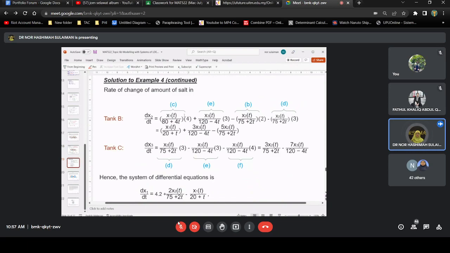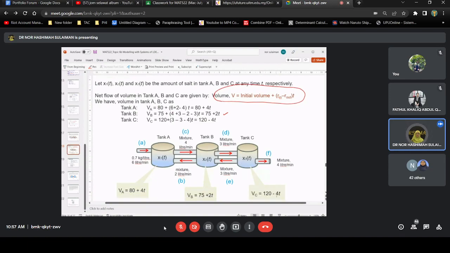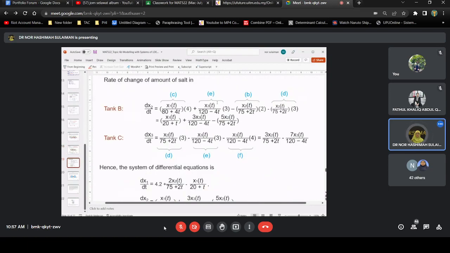Okay. So yang berlaku adalah yang ini. Dalam C, concentration dia adalah daripada tank A. So you have X1 divided by 80 plus 4T. Rate dia adalah 4. Okay. Kalau E ni, E dia datang dari mana E? E kat sini, E datang daripada X3. So maknanya concentration dia adalah X3 bahagikan dengan 120 tolak 4T. Okay, darabkan dengan berapa? Darabkan dengan 3 liter per minute. Alright, so that's why you have X3 over 120 minus 4T multiply by 3.